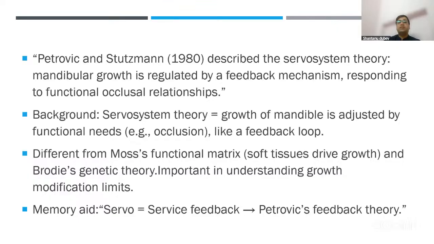Petrovic and Stutzmann described servosystem theory. The background was that the growth of the mandible is adjusted by the functional need, which is the occlusion. So when the occlusion is disturbed, a feedback signal is sent, and that causes growth and various other things. So it runs like a feedback loop. The body takes the feedback from the occlusion. So it was different from Moss's functional matrix and Brodie's genetic theory. And this was entirely different. It was very difficult to understand, I must say that. But yes, no need to go into the details much as for the PSC exams, they usually do not ask much into details. It is mostly shallow and very factual.